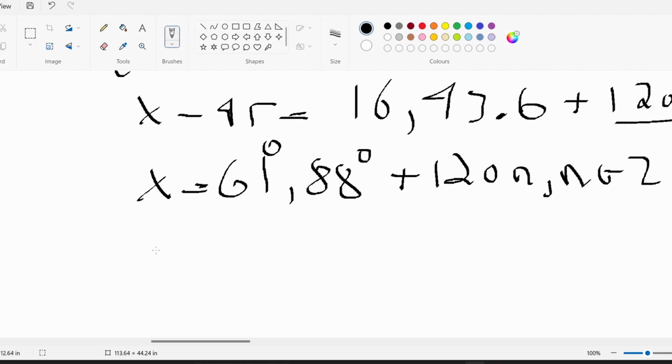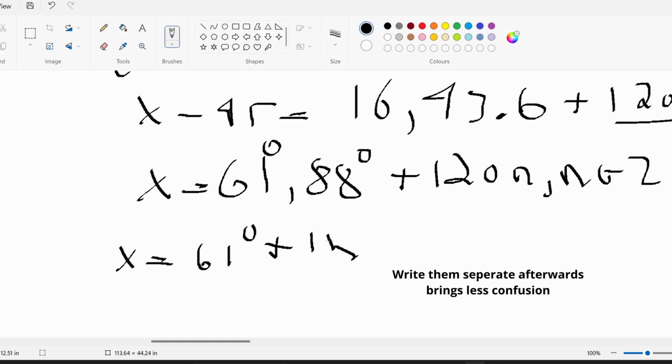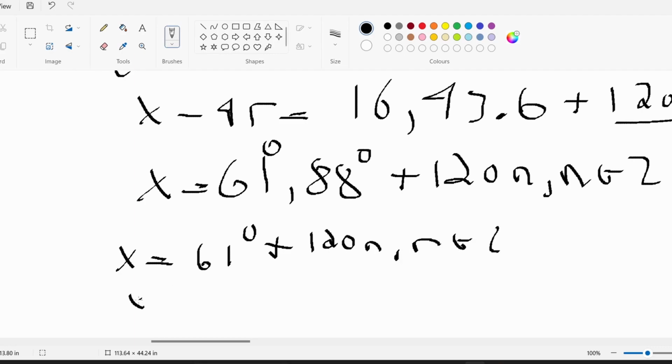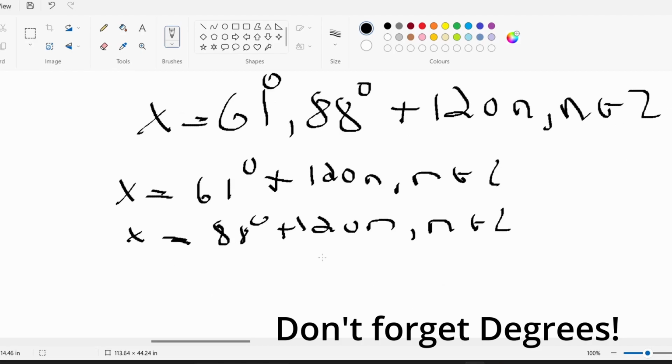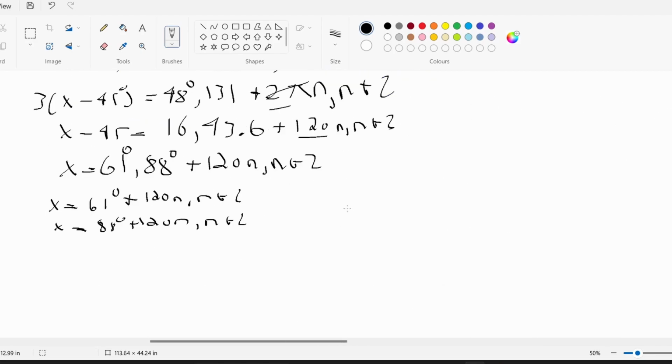Now realistically you would write it like this. And you'd write this. Like that. And basically this is telling you on a circle like this, and we had angles like this, it would repeat every 120n.